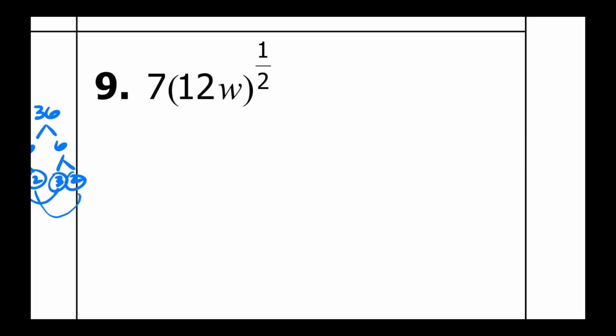So if we look here, you see this 7? This 7 has nothing to do with that 1/2. Nothing. What's being raised to the 1/2 power is the 12w. So this 7 just stays a 7. This part right here is what changes to a radical. Is that clear?